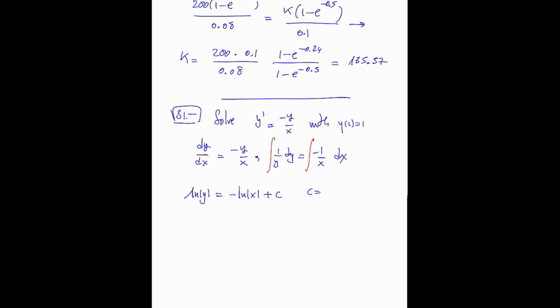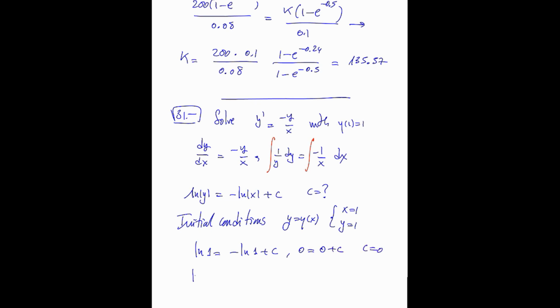How much is c equal to? For that we use our initial conditions. The way initial conditions are written, you understand that y is a function of x. So that means for x equals 1, y is equal to 1. So if we plug everything in, log of 1 equals minus log of 1 plus c. A log of 1 is 0. So 0 is equal to 0 plus c, or c equals 0, and ln y equals minus ln x.